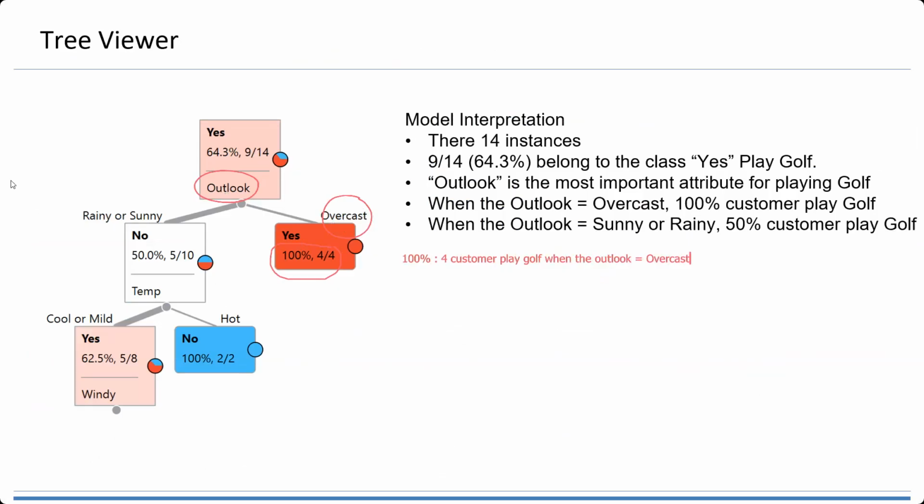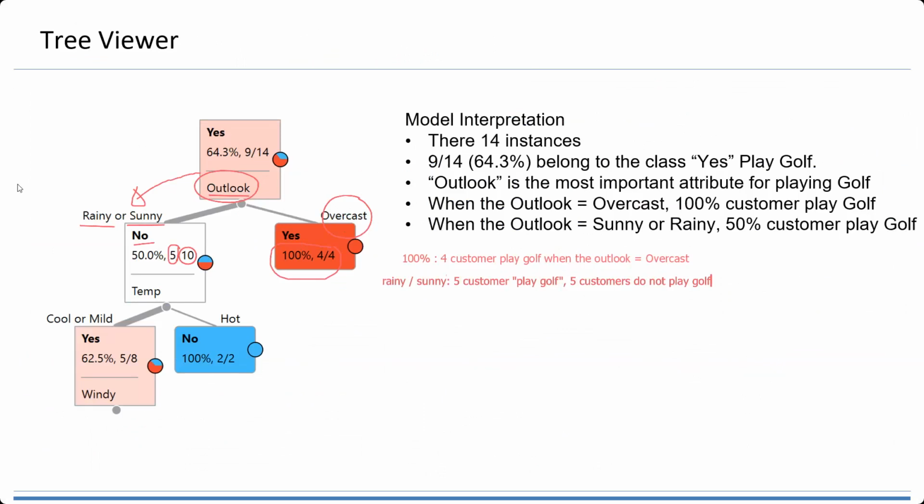Now, let's see if we go to the left one. So when the outlook is rainy or sunny, 5 among 10 people say no. And we have rainy or sunny. So 5 customers play golf, and the other 5 customers do not play golf. So it means 50-50.